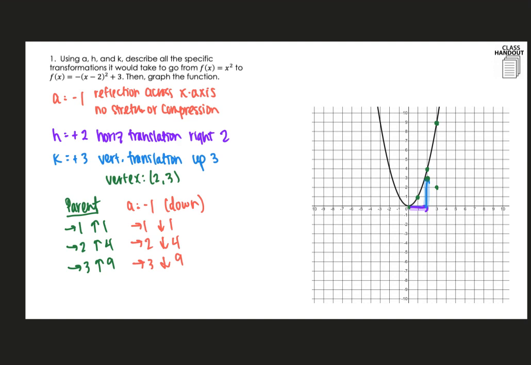And once we have that point, we can use our symmetric point to graph another one. So the next point, we're going to go over 2, 1, 2. And since there's no stretch or compression, just a reflection, we're going to go down 4. 1, 2, 3, 4. So my next point is going to be right here.